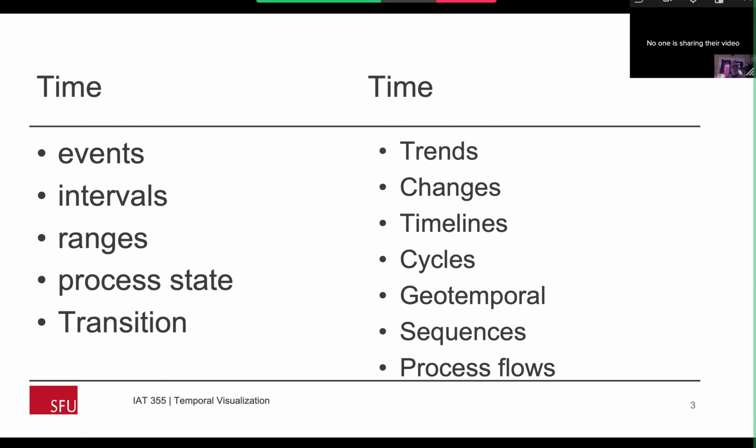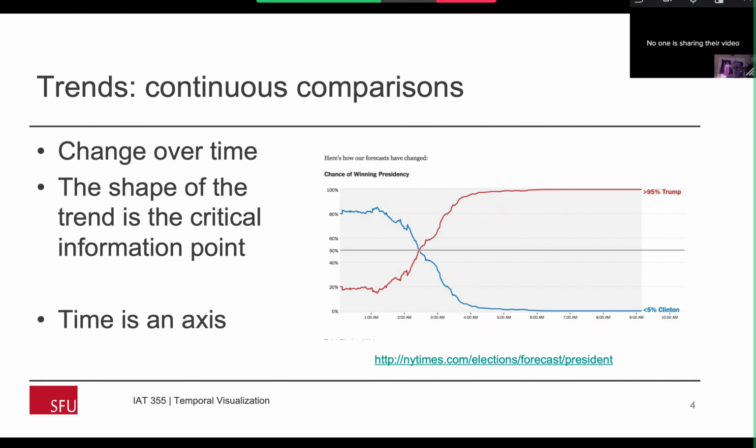Closely related to time stuff is sequence and process flows. These often have a time involvement directly, but it might be the case that the notion of temporal visualization can be used as a metaphor for other kinds of visualization for things that have a linear arrangement of some kind, and I'll show an example later on. So one of the things that you care about is trends or continuous change over time.